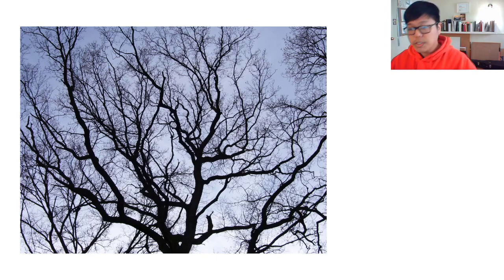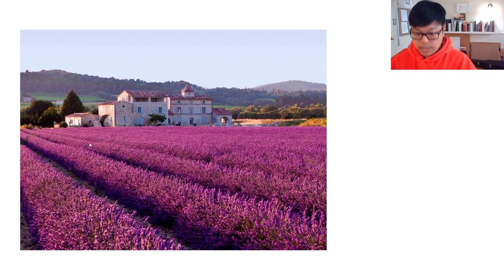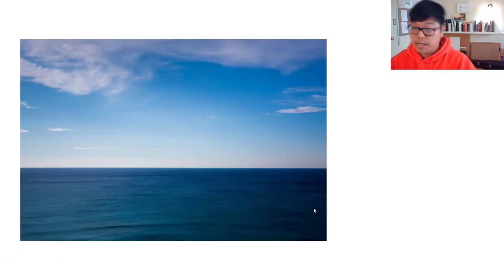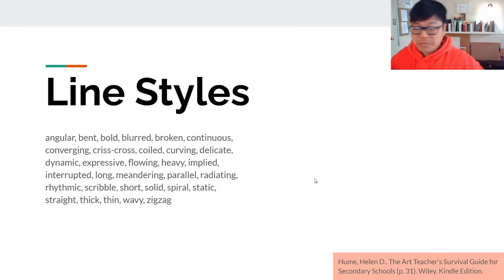So focusing on line, these are some examples of line that you can see out in nature. When you see the silhouette of a tree, when you see, like Helen Hume said, the plowed lines in a field. Also the horizon line, if you're able to go to the beach, it's the line where the sky meets the sea, as Moana would say.